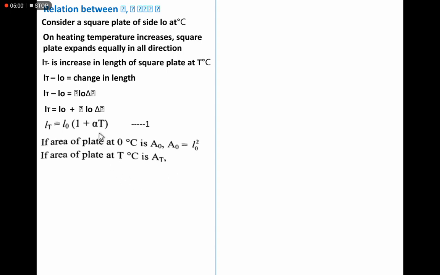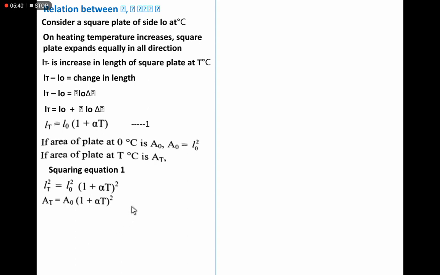So if we square equation 1, we write LT square is equal to L naught square into bracket 1 plus alpha T, bracket square. LT square is AT, the increased area, and L naught square is A naught. So our equation becomes AT is equal to A naught into bracket 1 plus alpha T square. This is equation 2.